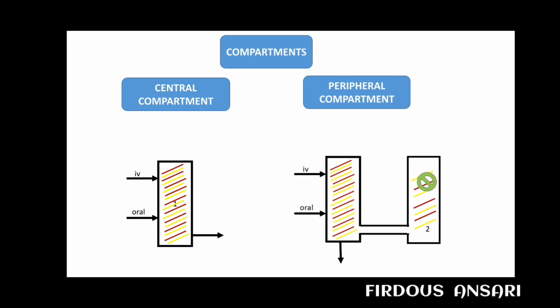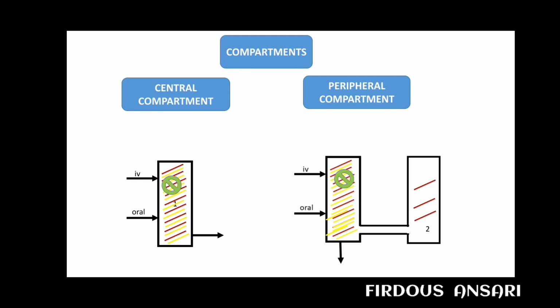Next, from the peripheral compartment, if the drug is moving back to the central compartment, then it is known as metabolism. Obviously, when it moves back to the central compartment, the drug quality won't be the same. Obviously it has undergone metabolism. So not only absorption and distribution, but also metabolism and elimination can be studied when we take into consideration the multi-compartment models.